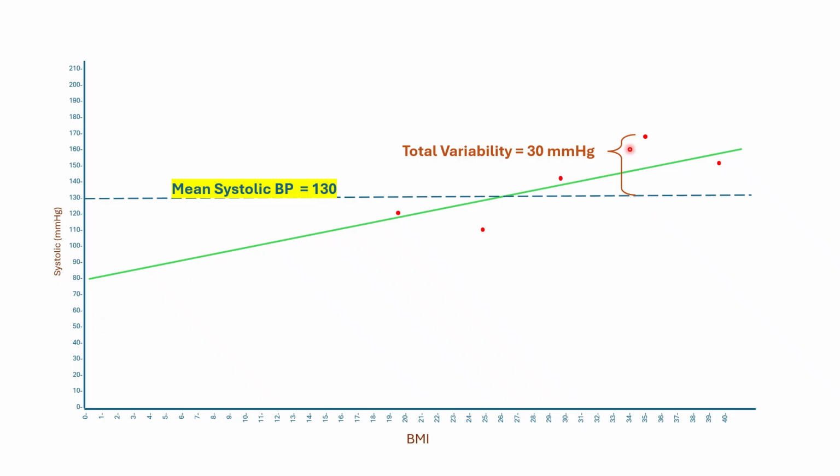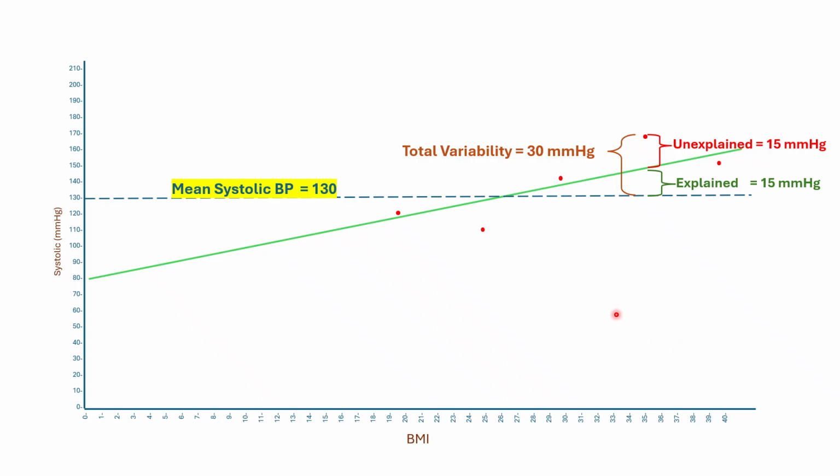Now this variability, or this difference from the mean systolic blood pressure, is partially explained by the higher BMI, right? Because he had a higher BMI, he is supposed to be having systolic blood pressure somewhere here, as per our regression line. But there is another part of the variability which we call the unexplained variability, which is caused by the natural variance among the participants.